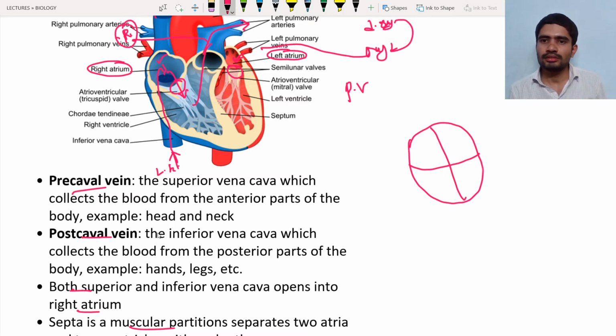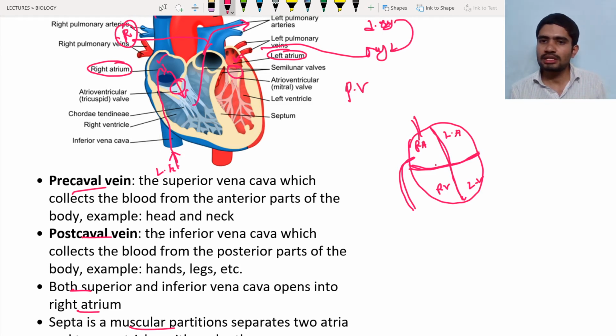Okay, so this is the right atrium, right ventricle. This is the left atrium, left ventricle. So this is the precaval vein. Okay, this is the postcaval vein. The precaval vein and postcaval vein are going to pump deoxygenated blood into the right atrium. This is the septum that is separating the chambers. So what is that septum? Auriculoventricular septum means the septum or muscular partition that is dividing the auricles and ventricles.